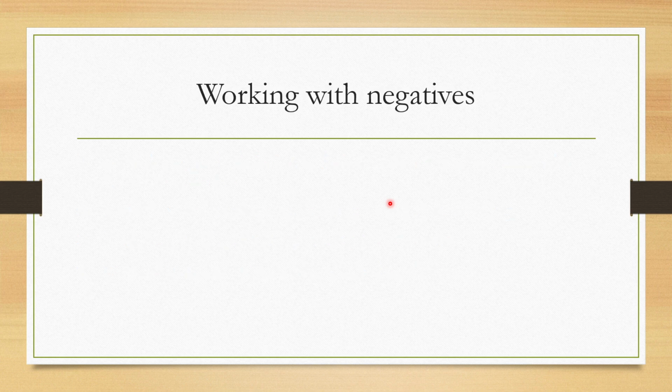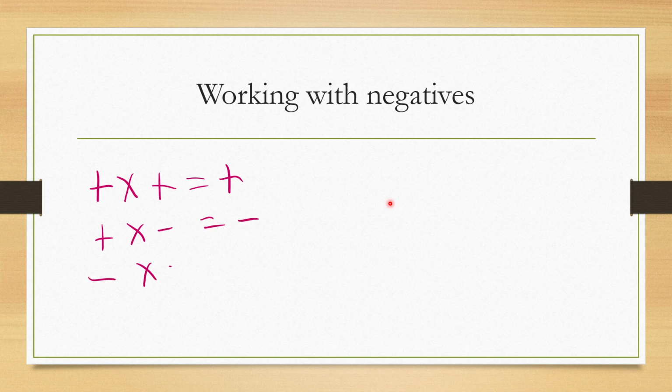Now let's look at working with negatives. First thing you need to know is multiplication of negatives. A plus multiplied by a plus gives a plus value. So any positive value multiplied by any positive value gives a positive value. Any positive value multiplied by a negative value always gives a negative value. Any negative value multiplied by a positive value always gives a negative value. Any negative value multiplied by a negative value always gives a positive value.